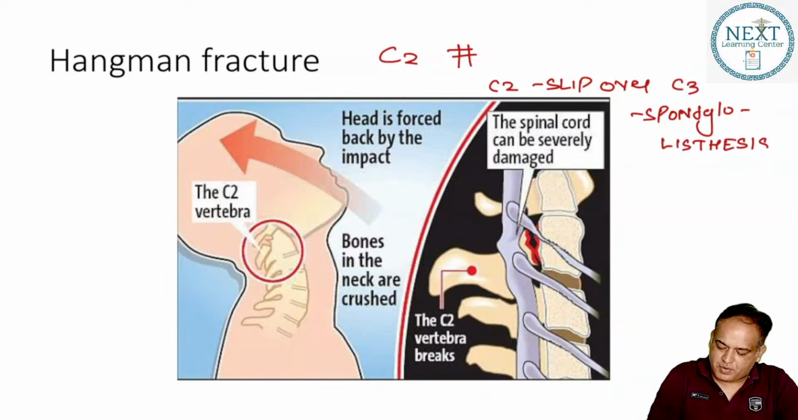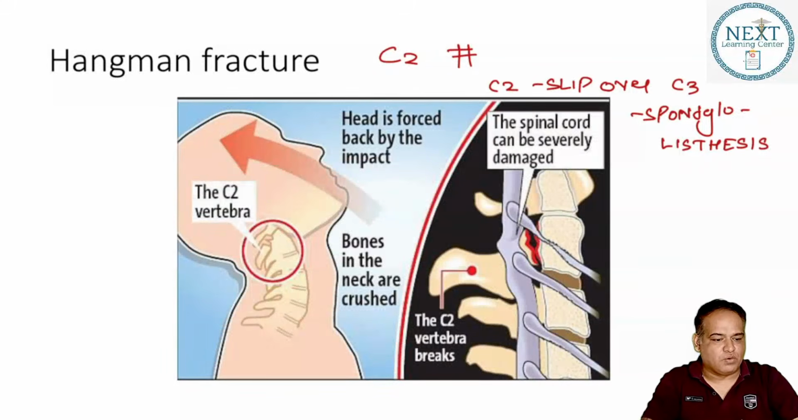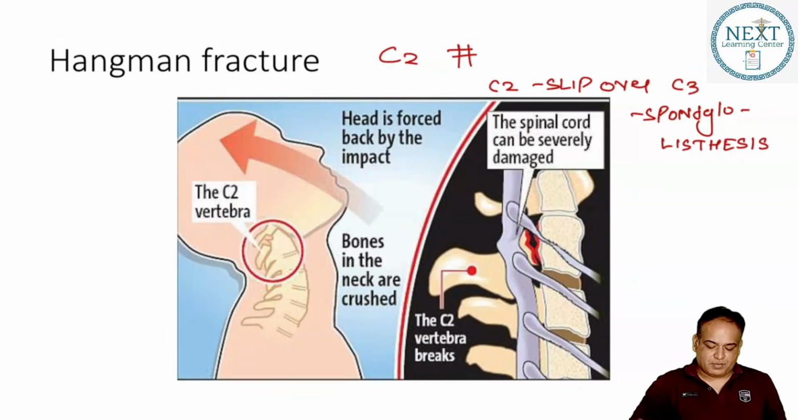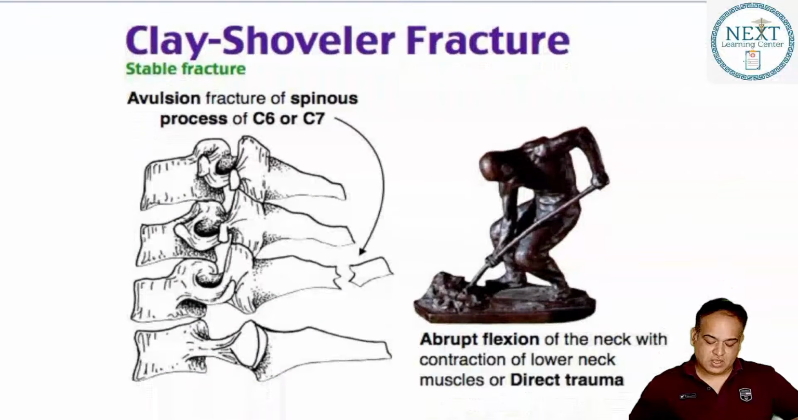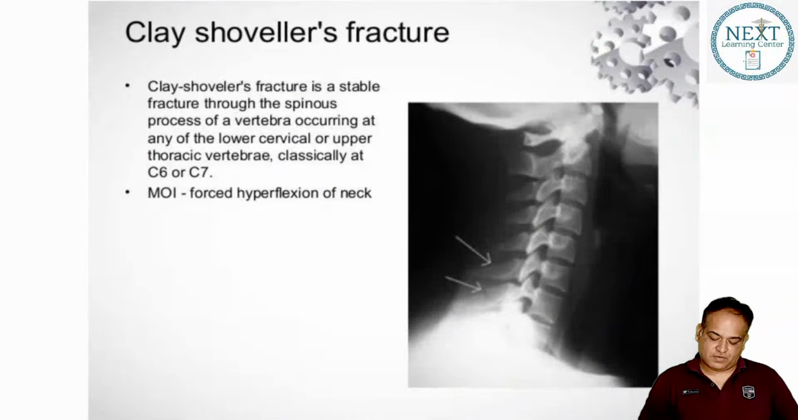It is a type of spondylolisthesis. One vertebra slipping over the other. Spondylolisthesis. Clay-Shoveler fracture. C6 or C7 fracture. Right? Now, if your patient is already dead, then that will be called as undertaker fracture. Undertaker fracture. Okay. Clay-Shoveler fracture.